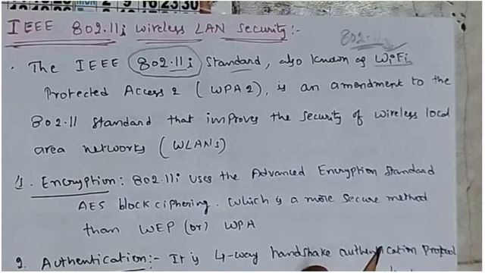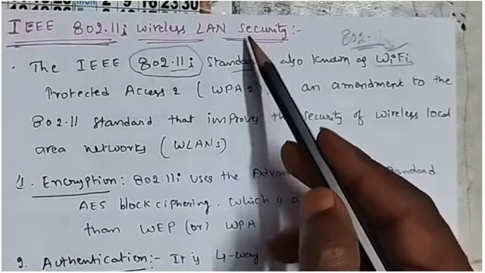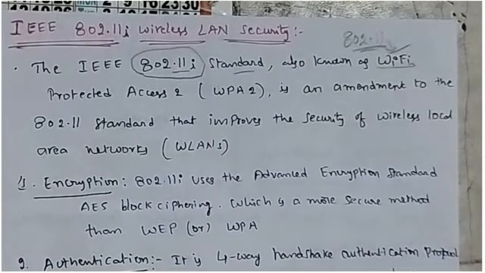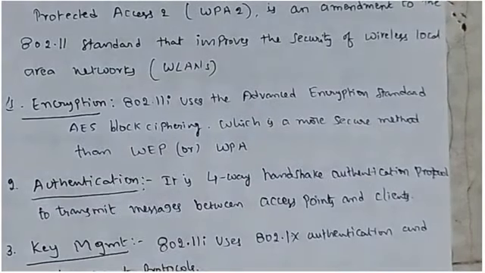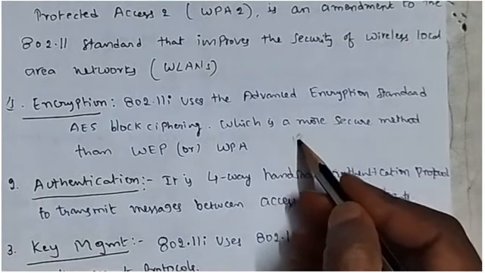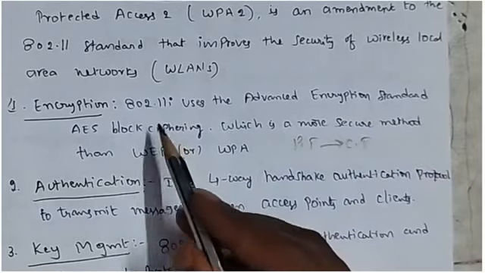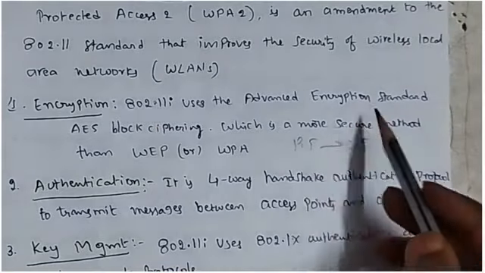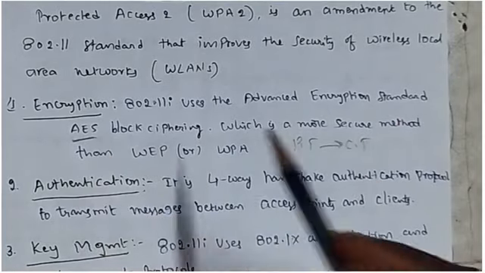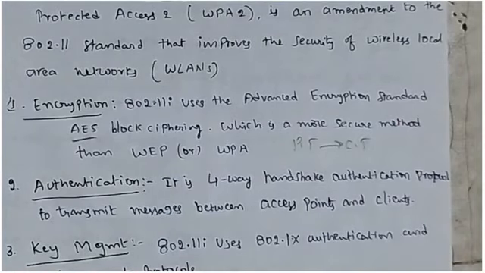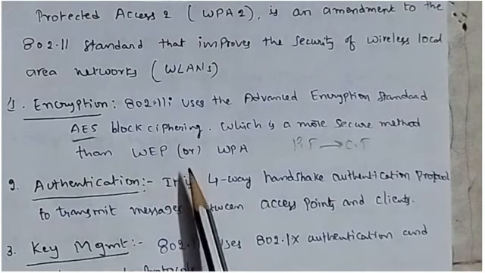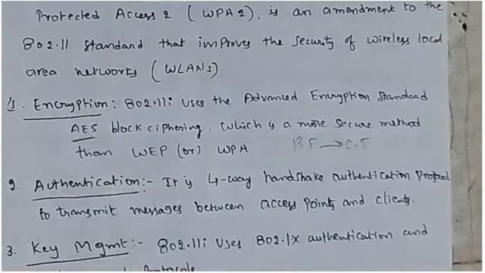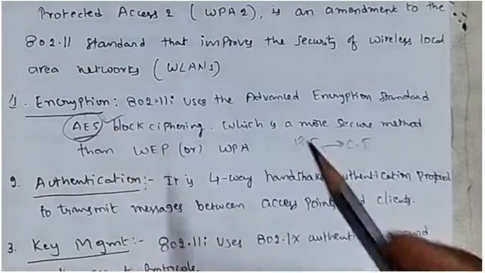How does it provide security in wireless LANs? It follows some features. What are the features here? First one is encryption. What is the meaning of encryption? Encryption is when plain text is converted into ciphertext. Same here: 802.11i uses the Advanced Encryption Standard, AES algorithm, for block ciphering, which is a more secure method than WPA or WEP. It uses the AES block cipher algorithm to provide the security.